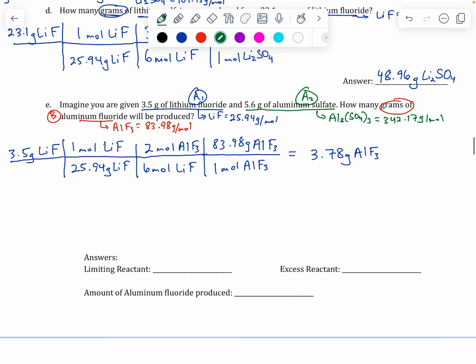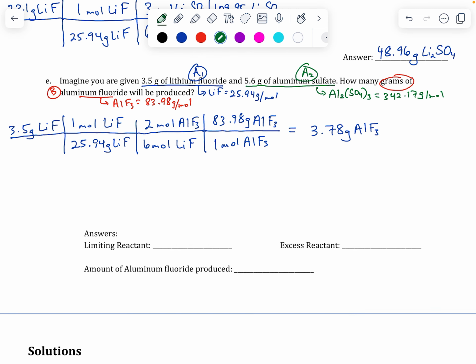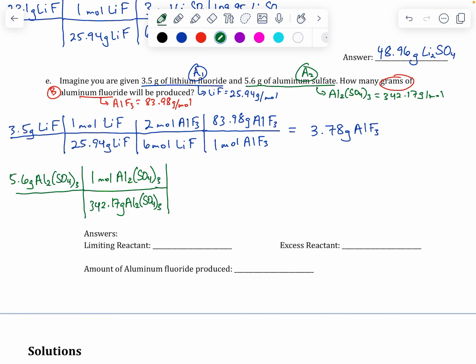Now we do the exact same thing. The only difference is we start with our other reactant amount, which is that many grams of the aluminum sulfate, right? So we do the same steps. 342.17 grams of aluminum sulfate is going to be equal to 1 mole of aluminum sulfate. And then our step here, going from one to the other, 1 mole of aluminum sulfate, glad I don't have to write that one again, is equal to 2 moles of aluminum fluoride.